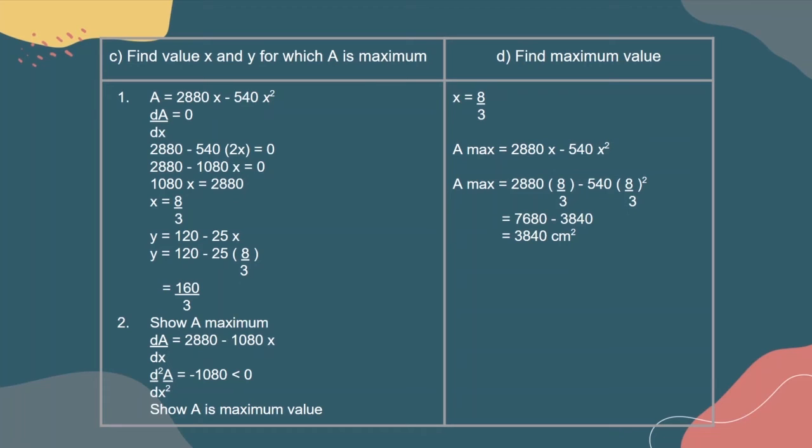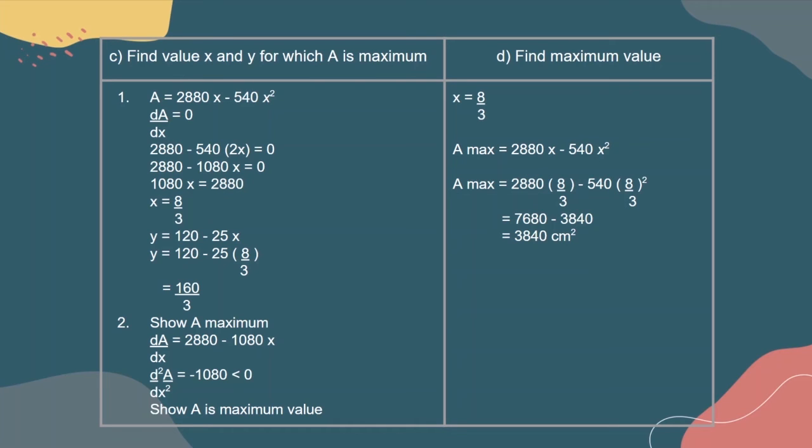The second step is we have to show A is maximum. How to show it is by doing the second derivative. First derivative, we got 2880 minus 1080x. After the second derivative, which is d squared A per dx squared, 2880 will be 0 because it is a constant. Negative 1080x, x is actually to the power of 1. We bring the power in front and minus the power by 1. That's why we got negative 1080, which is less than 0. When the value is less than 0, it shows that A is the maximum value.